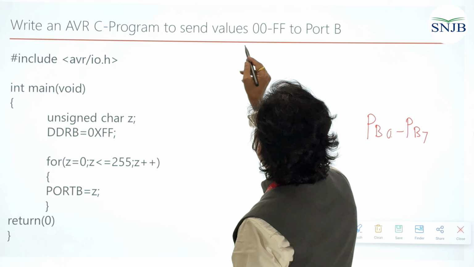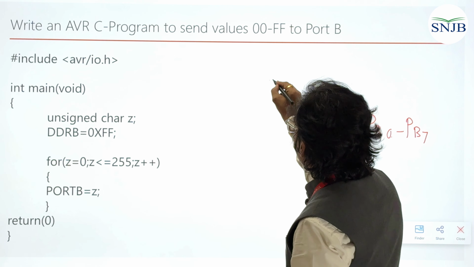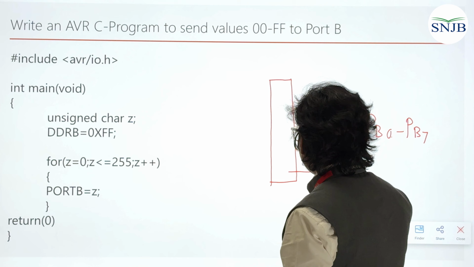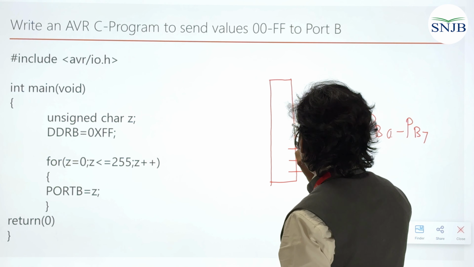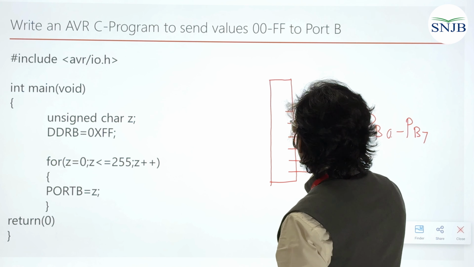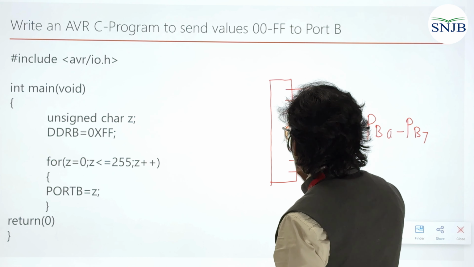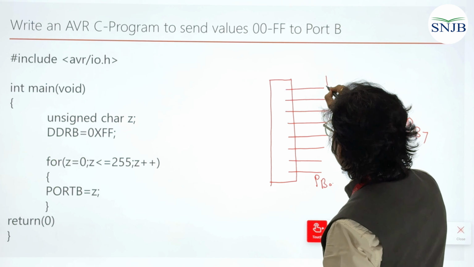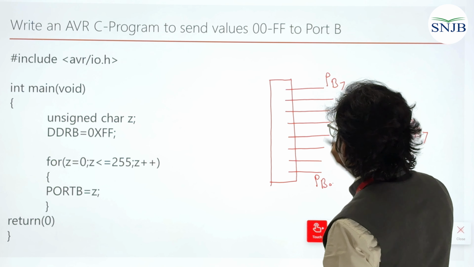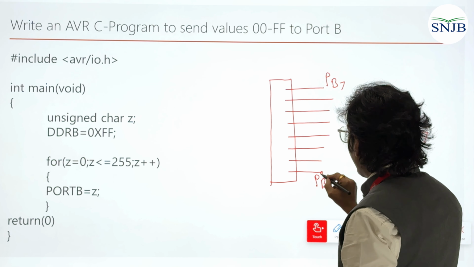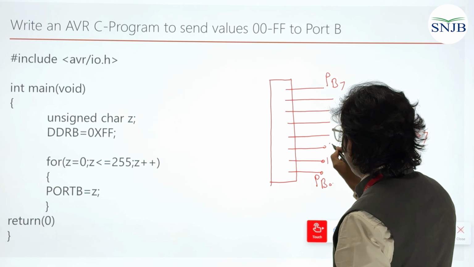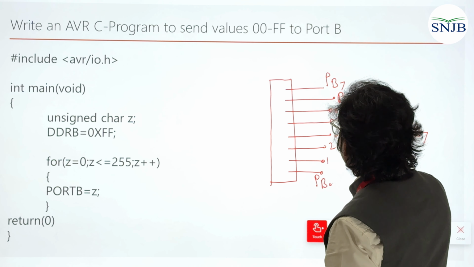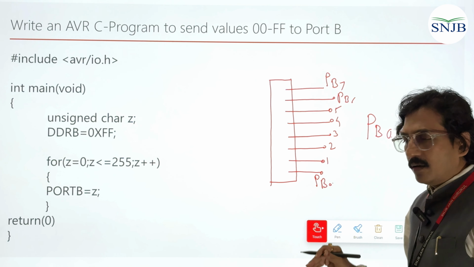And what is expected? This is a port B, for example, and 1, 2, 3, 4, 5, 6, 7 and 8. So this is the least significant bit of the port B. This is the most significant bit of the port B. So this is PB0, this is PB1, PB2, PB3, PB4, PB5, PB6 and PB7. These are the 8 bits.